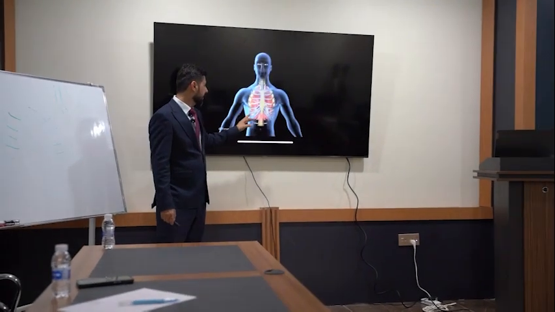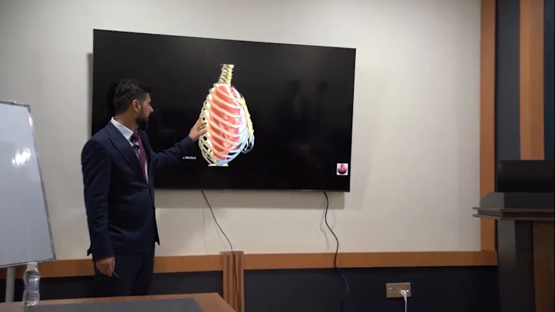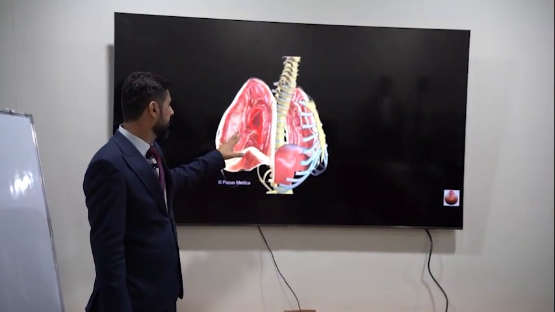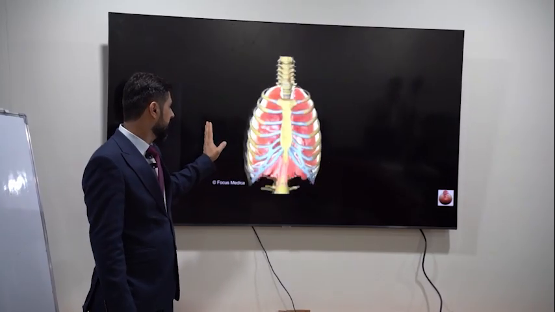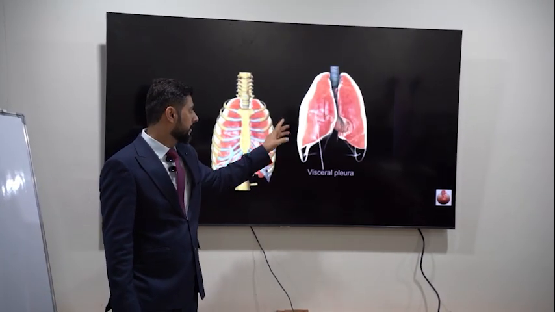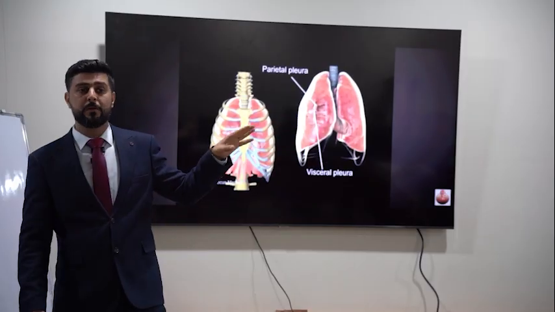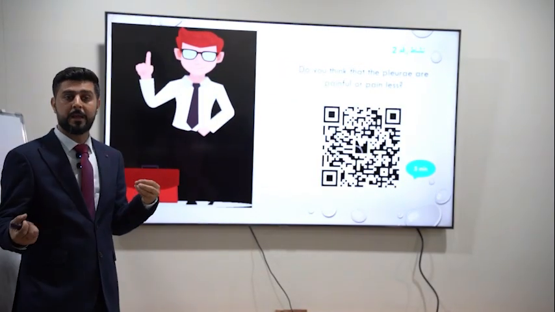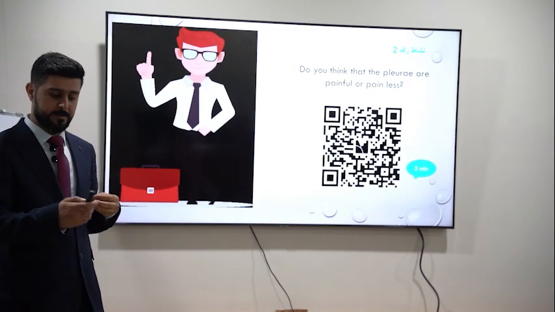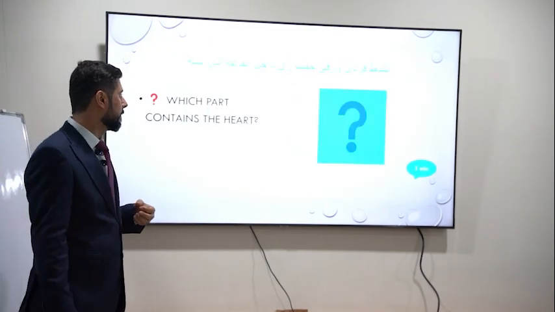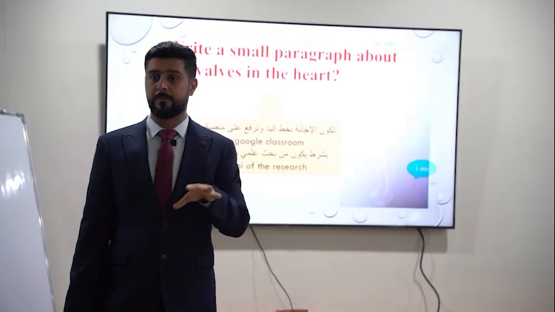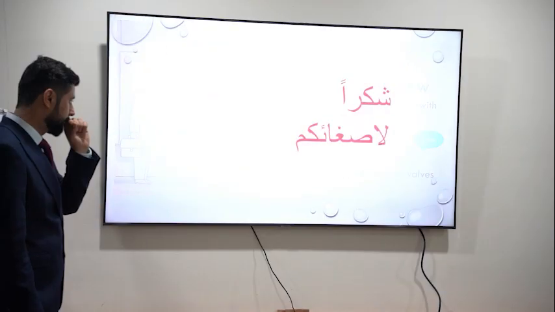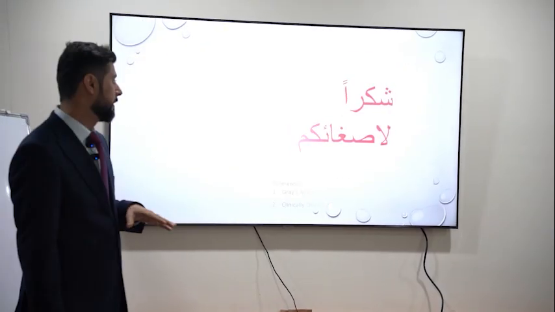The pleura is a closed, serous, membranous sac into which the lung invaginates. There are two layers of pleura, the visceral and the parietal pleura. The chest tube will be inserted between the visceral and the parietal pleura to drain the air or the fluid within it. Chest tube, underwater seal. And thank you for your attention.